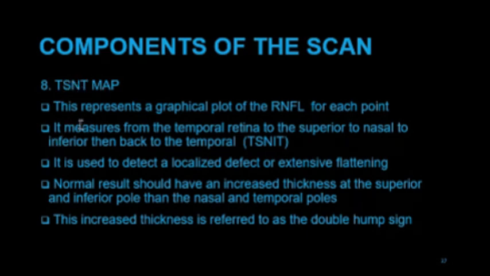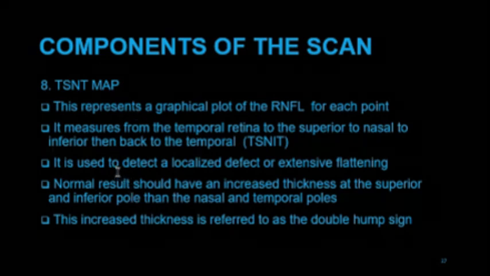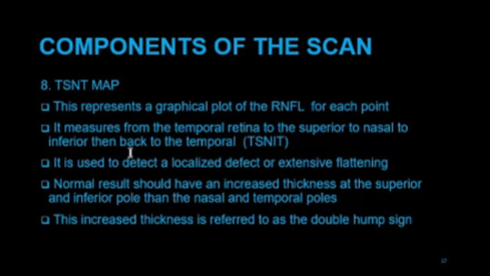This represents a graphical plot of the RNFL for each point. It measures from the temporal retina to the superior, to the nasal, to the inferior, and back to the temporal. So in other words, it's going in a circular manner. It begins to take measurements from the temporal, then up to the superior, then to the nasal, and then down to the inferior, and back to the temporal retina. It is used to detect a localized defect or extensive flattening.